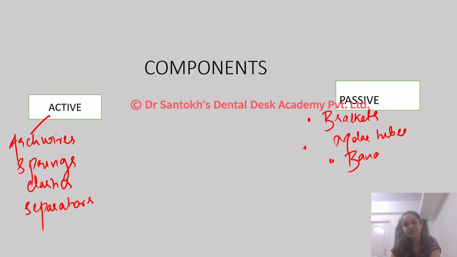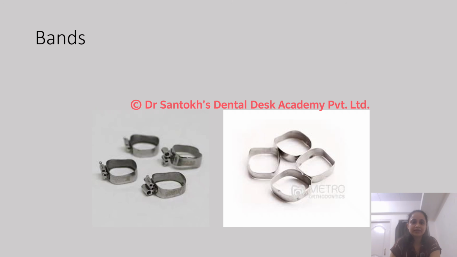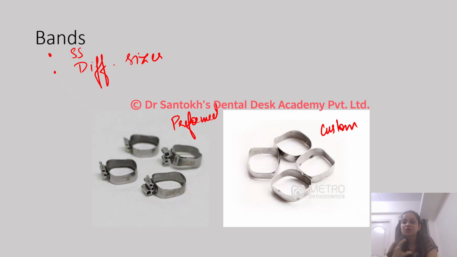What are these components? Okay, so bands. These bands are made up of stainless steel. These are available in different sizes. Okay, so this can be either preformed like this. Okay, preformed bands are available, or it can be custom made according to the size of the tooth of the patient. Okay, these can be either preformed or custom made.